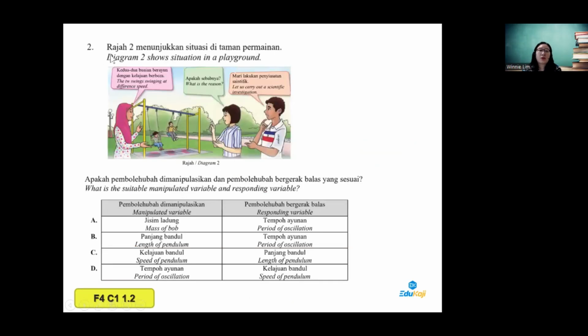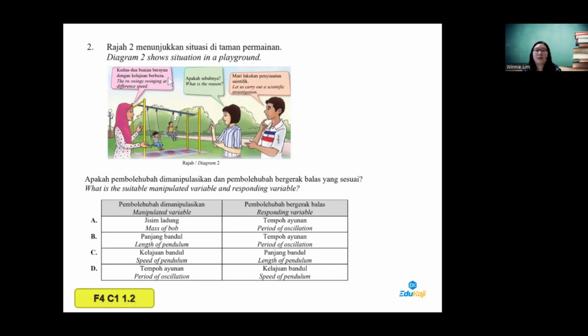For question 2, diagram 2 shows a situation in the playground. These are the conversations, and they ask what is the suitable manipulated variable and responding variable. The two are swinging at different speeds. What is the reason? Let us carry out a scientific investigation.